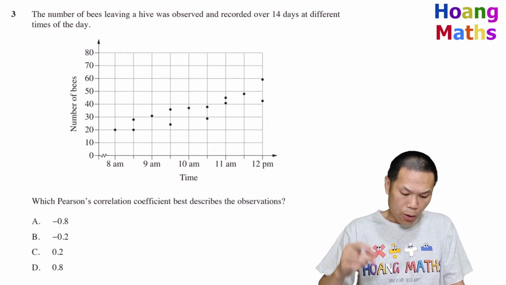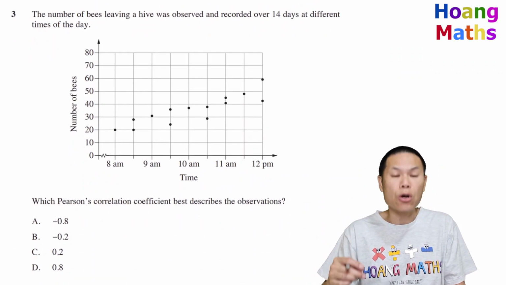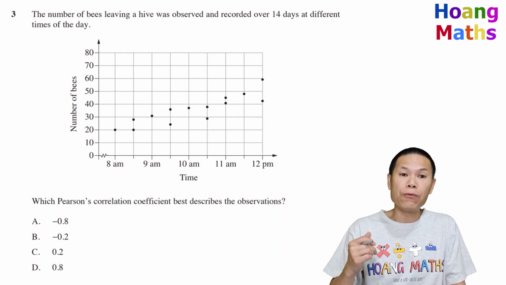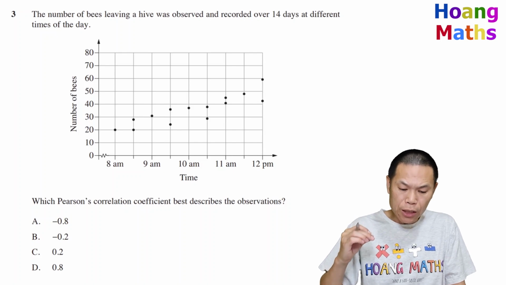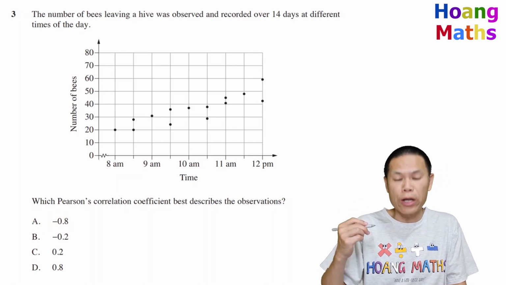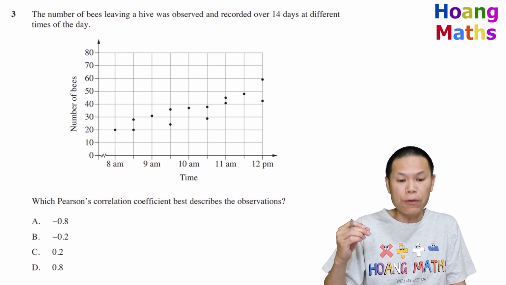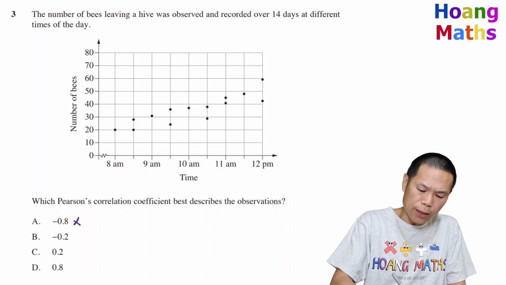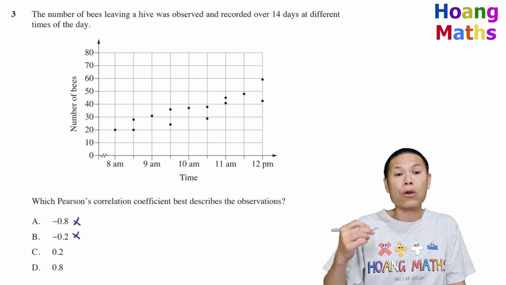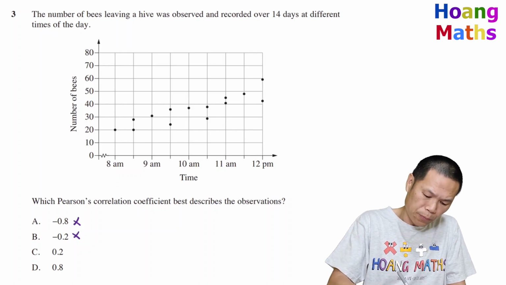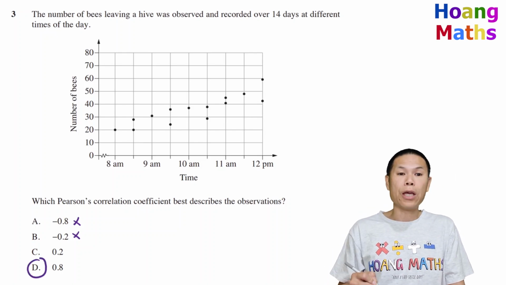Question 3. Which Pearson's correlation coefficient best describes the observations? So first of all, we can see it is a positive correlation, and you can see a pattern straight away. So it is a positive, strong correlation. So we know that it's not negative, and the correlation coefficient is strong. So the answer should be D. So there you go.